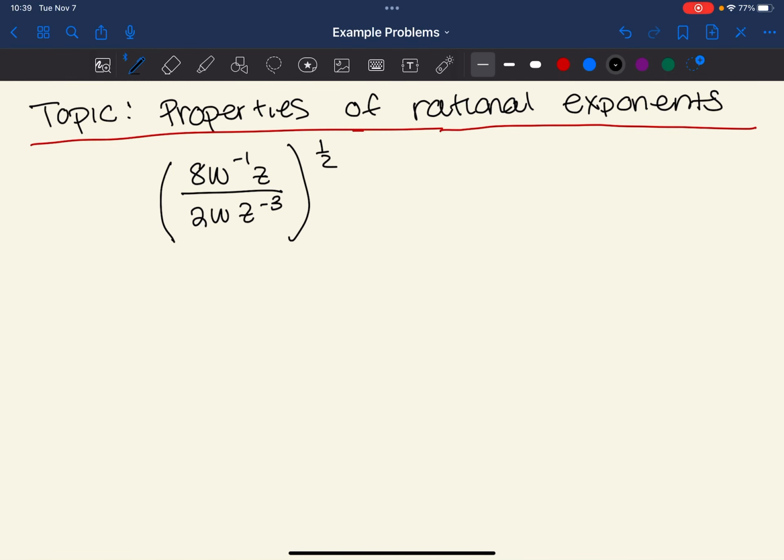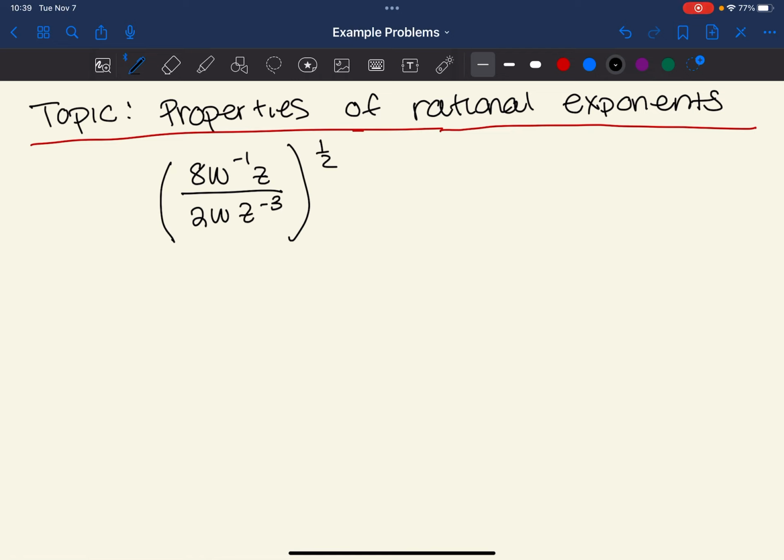In this example, we're going to look at the properties of rational exponents, and we are looking at the example 8w to the negative 1 power times z all over 2w times z to the negative 3, all raised to the 1/2 power.